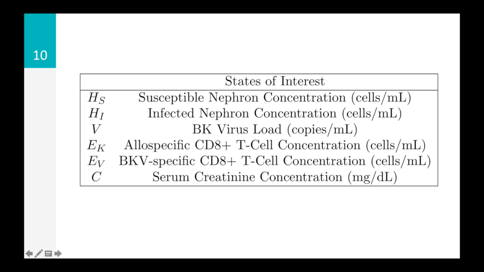V defines the BK viral load. EK defines the immune system response to the allograft or transplanted kidney. E sub V defines the immune system response to the BK virus in the patient. And C defines the amount of creatinine in a patient's bloodstream. If found at high levels in the bloodstream, this indicates that a patient's kidney function has been impaired.